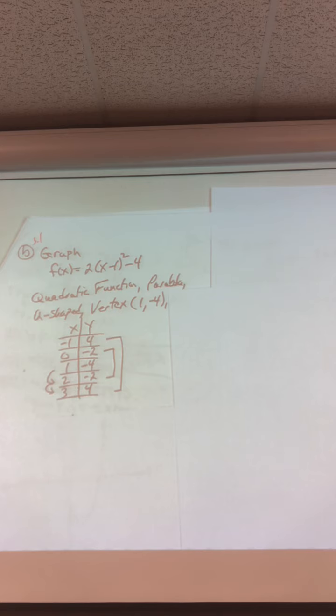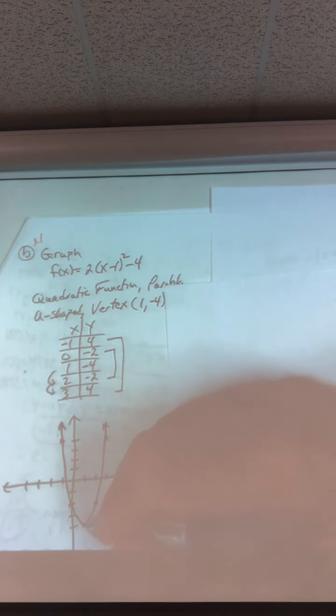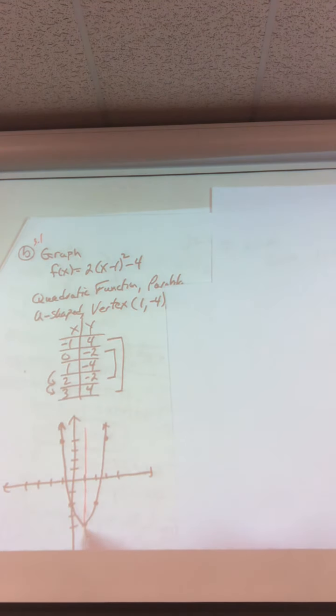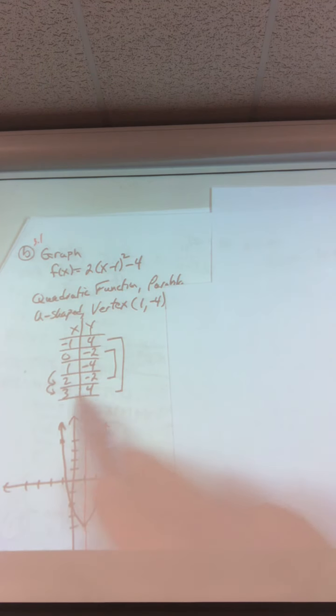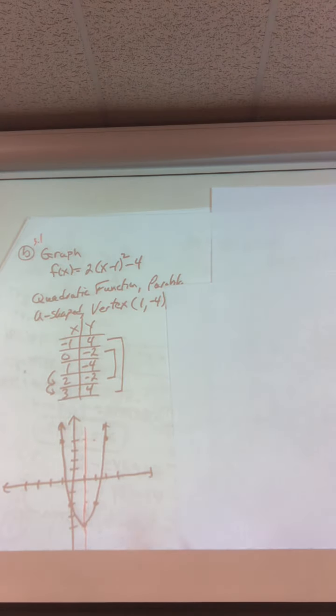So let me show you where they're at. 1, negative 4 is to the right 1, down 4. 2, negative 2 is to the right 2, down 2. 3, 4 is to the right 3, up 4. So you've got that part of the graph. And then remember how we took this point is 1 space over. So 1 space over on the other side, there's another point. This point is 2 spaces over from the center line. So 2 spaces over from the center line, there's another point. So we only use these bottom 3 to graph it, which is fine.